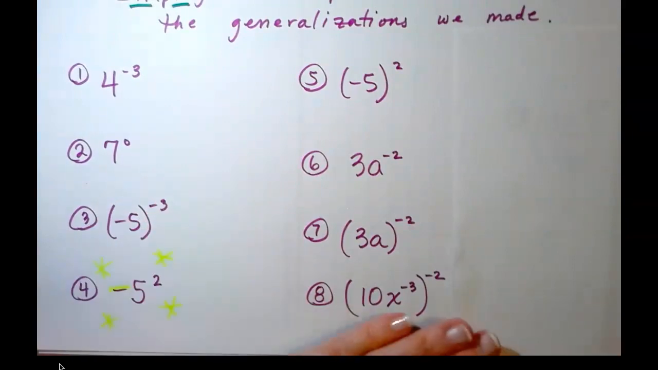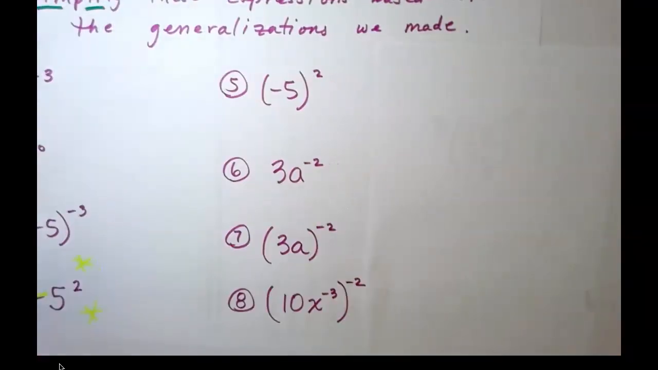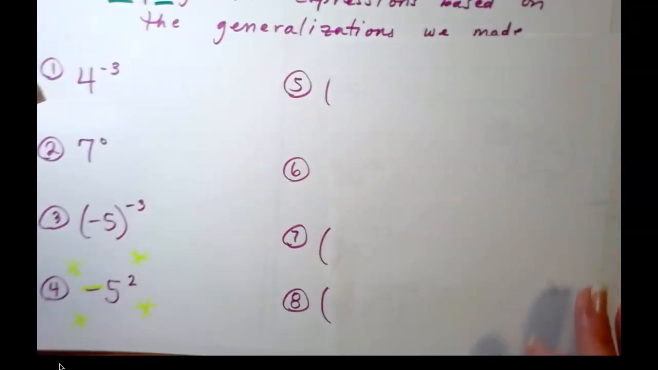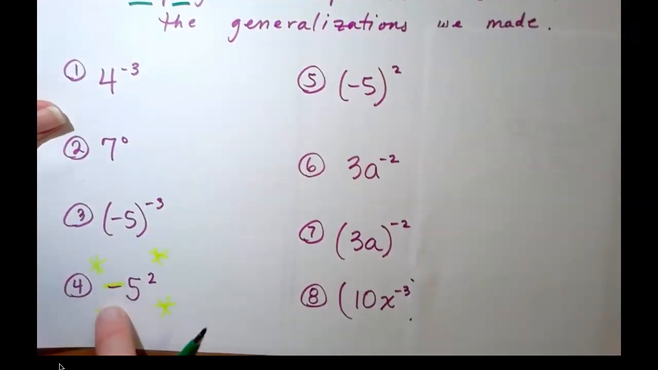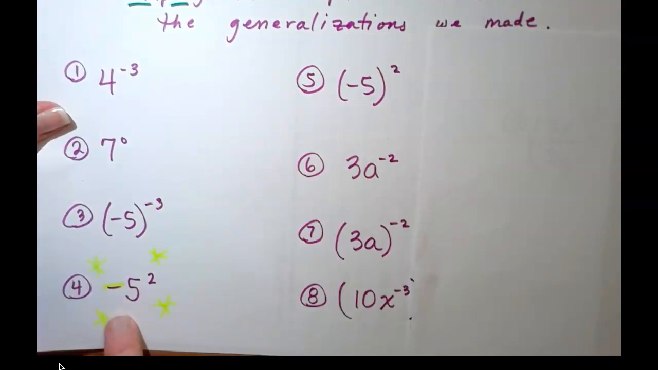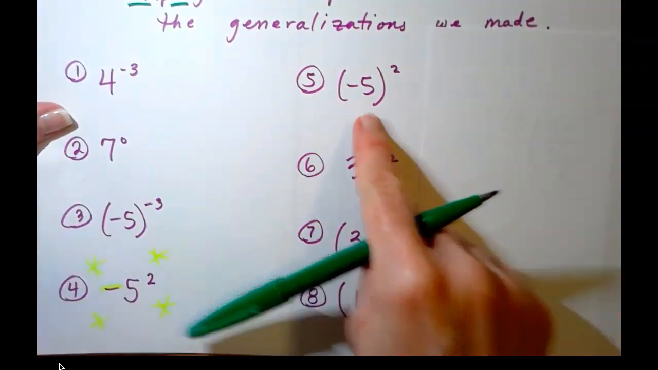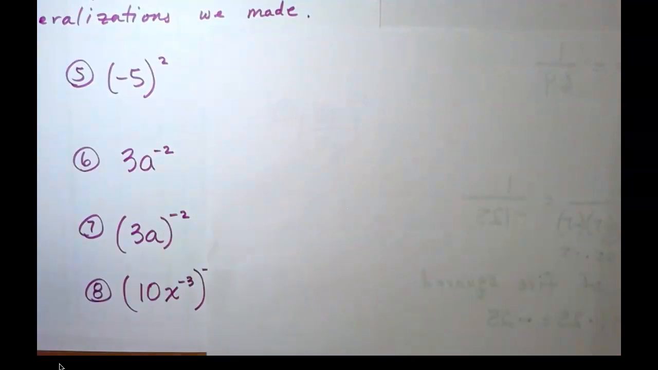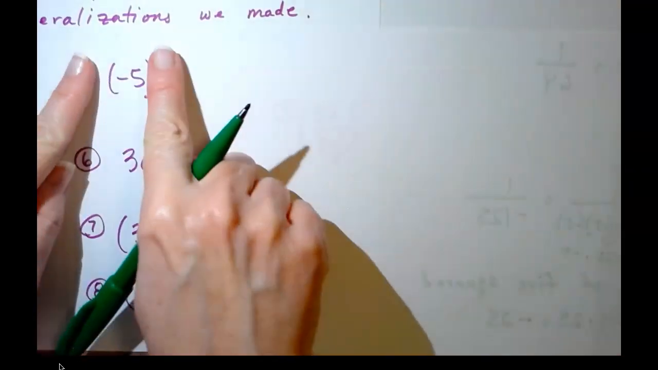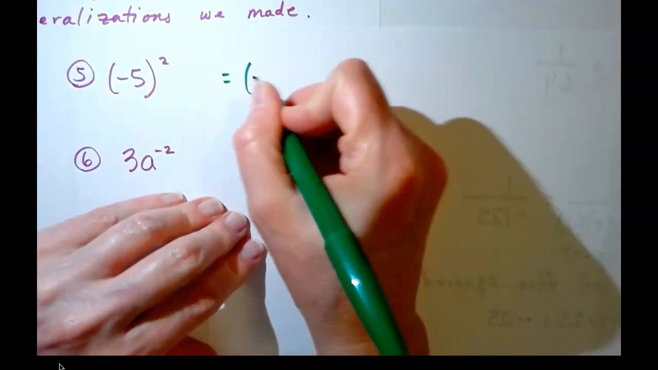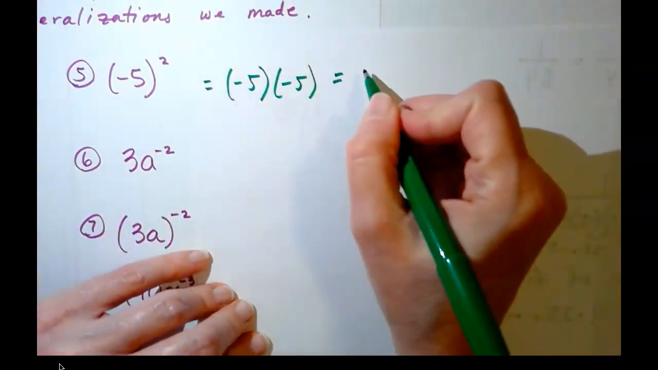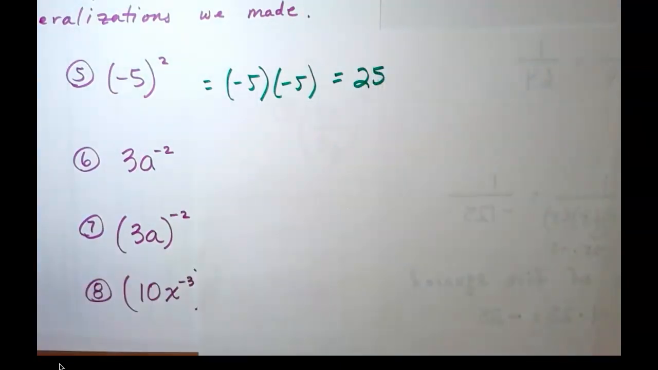Let's take a look at 5, 6, 7, and 8, and we'll continue to use the generalizations that we made on the previous page. And actually, let me slide this back over because I want us to compare 4 with 5. In number 4, there are no parentheses, but in number 5, there are. And in number 5, if we have negative 5, not the opposite of 5 squared, but negative 5, the quantity squared, it truly does mean negative 5 times negative 5. And when we multiply negative 5 times negative 5, we do indeed get positive 25. So that's a difference there, just to bring that to your attention.